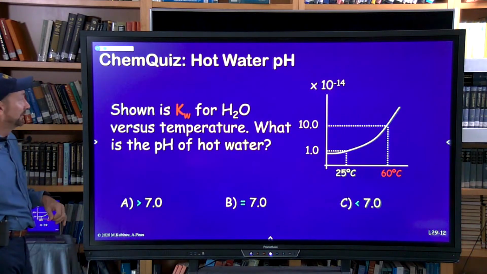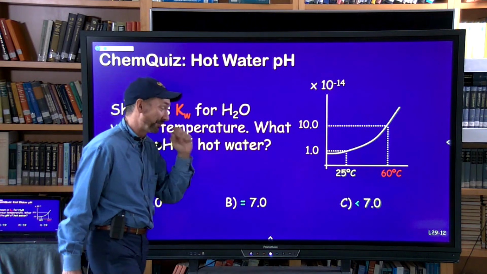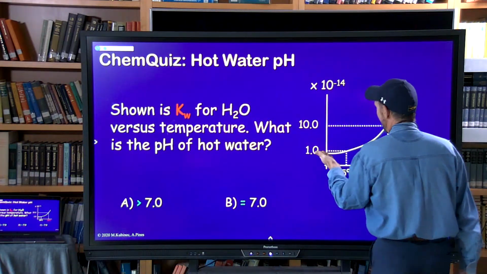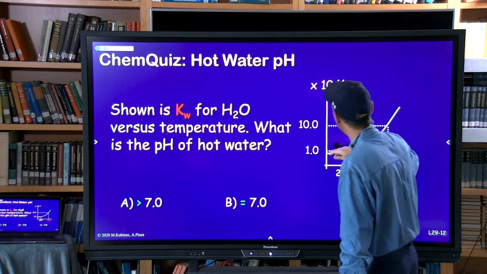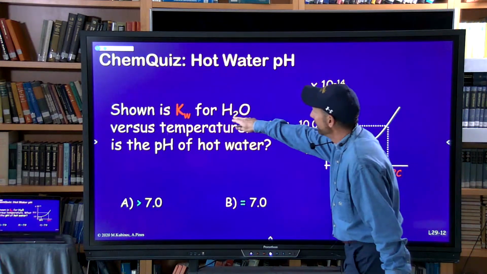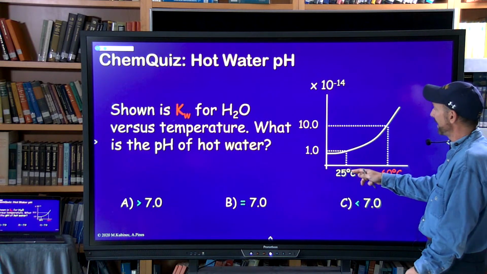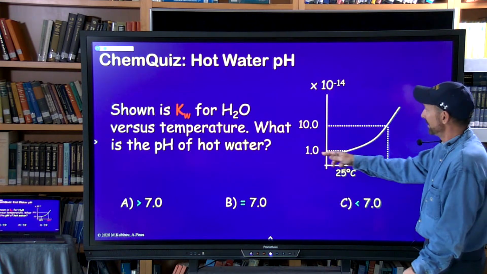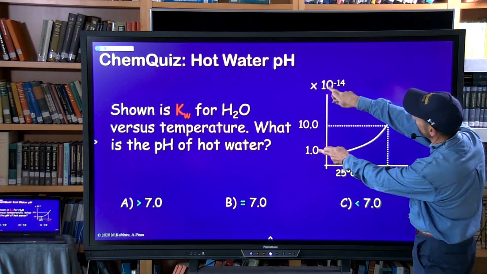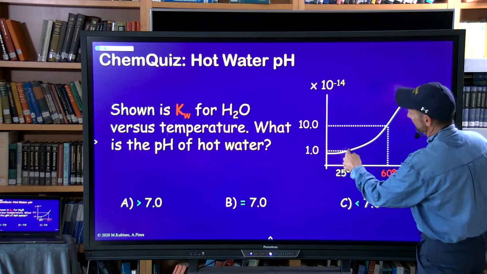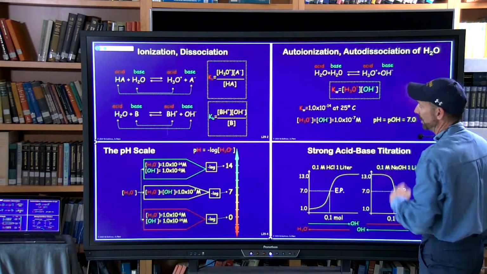KW for liquid water versus temperature. Now this is interesting because I'm showing you the plot of KW for water for various temperatures. So at 25 degrees C, we have that value. At 60 degrees C, we have that value. And all these values are multiplied times 10 to the minus 14. So that value we know, 1 times 10 to the minus 14 is KW there.